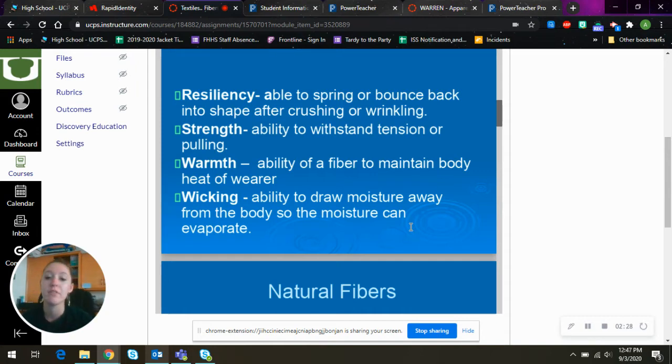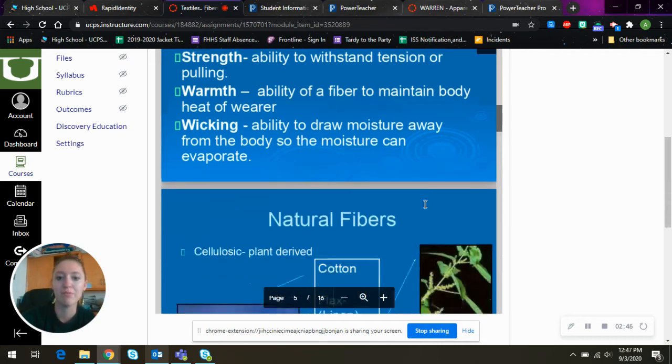Strength is the ability to withstand tension or pulling. Warmth is the ability of a fiber to maintain body heat of the wearer. And then wicking is the ability to draw moisture away from the body so that moisture can evaporate. So workout gear is a good example of this, because when you wear it and you sweat, it pulls it away from your body so you don't feel as sweaty as what you probably actually are.